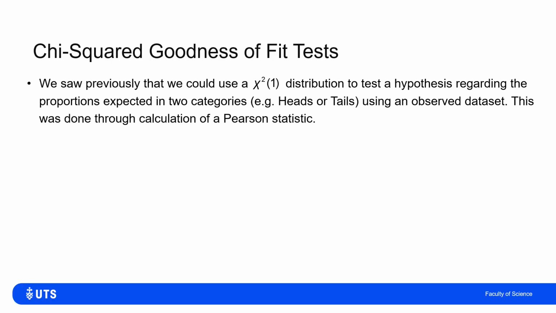In the previous video, we saw a chi-squared 1 distribution being used to test a hypothesis regarding proportions in two categories, something as relatively simple as heads or tails. And we did this by calculating a Pearson statistic. So that was: if my hypothesized proportion were correct, how many did I observe minus how many did I expect, squared that, divided it by how many I expected, and summed that over both categories.